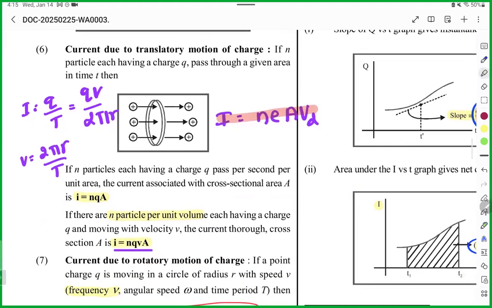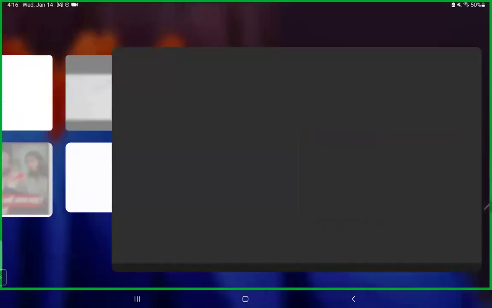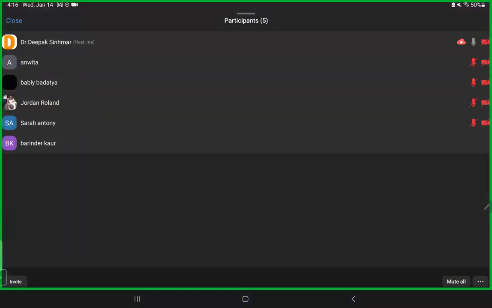Then current in the translatory motion. Anvita, what is the meaning of translatory motion? Anvita, what is translatory motion? No. Barinder is facing a network issue. Chandana is not there. Pratigya, no.